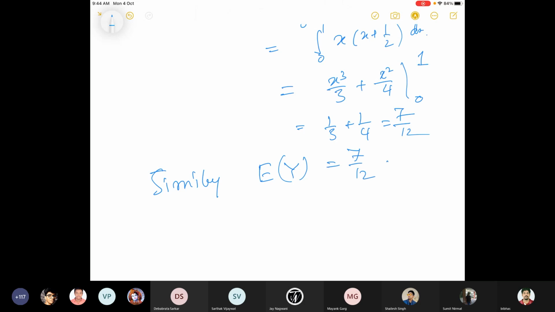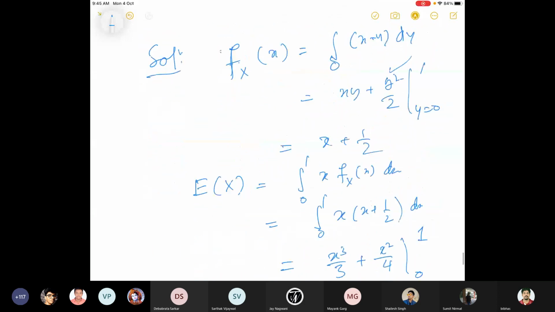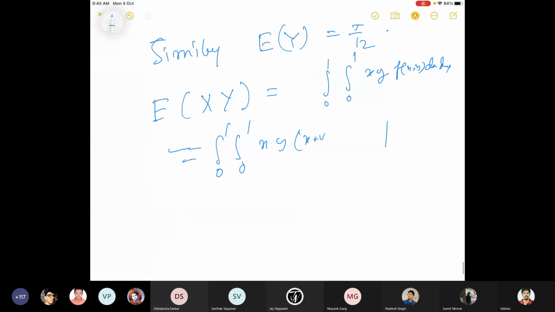So I know the expected value of X and the expected value of Y. Then what is the product moment that I have to find out? So E of XY I have to find out. The formula is, because it is non-zero only from 0 to 1, the integral of xy times f of xy dx dy. So this is 0 to 1, 0 to 1, xy, and f of xy is x plus y, right? So x plus y times xy dx dy, which is 0 to 1, 0 to 1, x square y plus xy square dx dy.